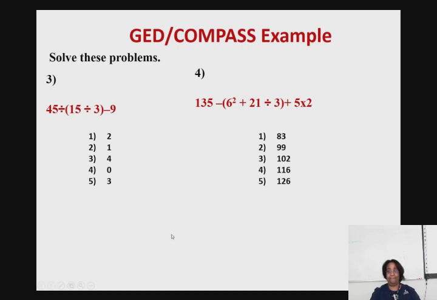That's 6 squared. Okay, so the problem is 135 minus, in parentheses, 6 to the second power, or 6 squared, plus 21 divided by 3, and all that's in parentheses. And then we have 5 times 2. Okay, so if you guys can't see, you need to come up a little closer. You okay, Constantine? Oh, okay. You already did it? Okay.